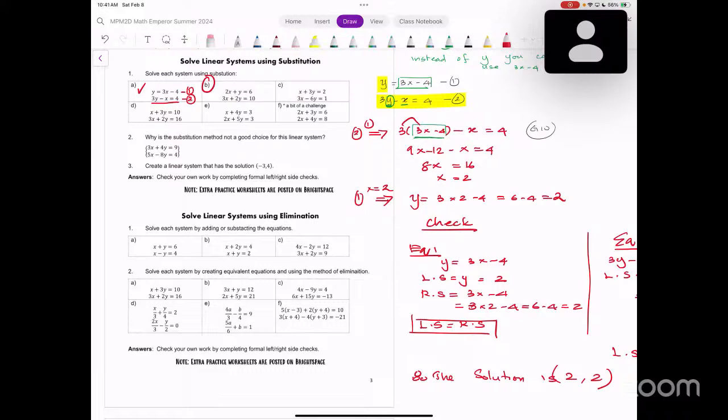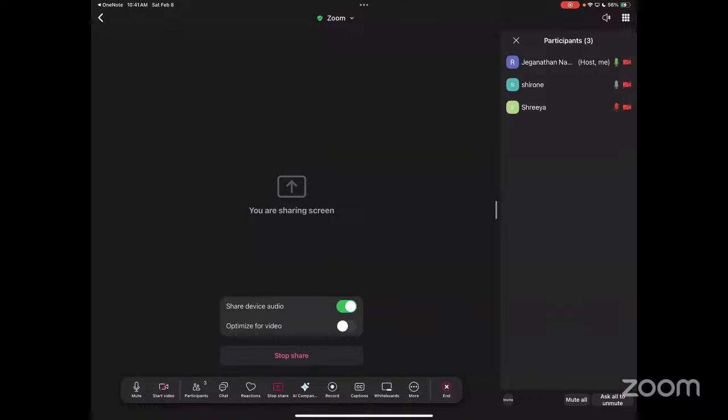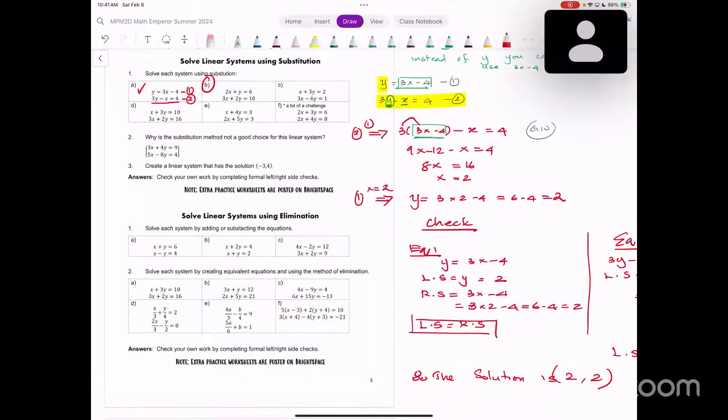All right, who got the answer? You did the second one, right? You already verified. Okay. Let's see, Shreya or Sharon, what did you guys get for the second one? I got negative 4, 14. For B? Yeah, negative 4, 14.